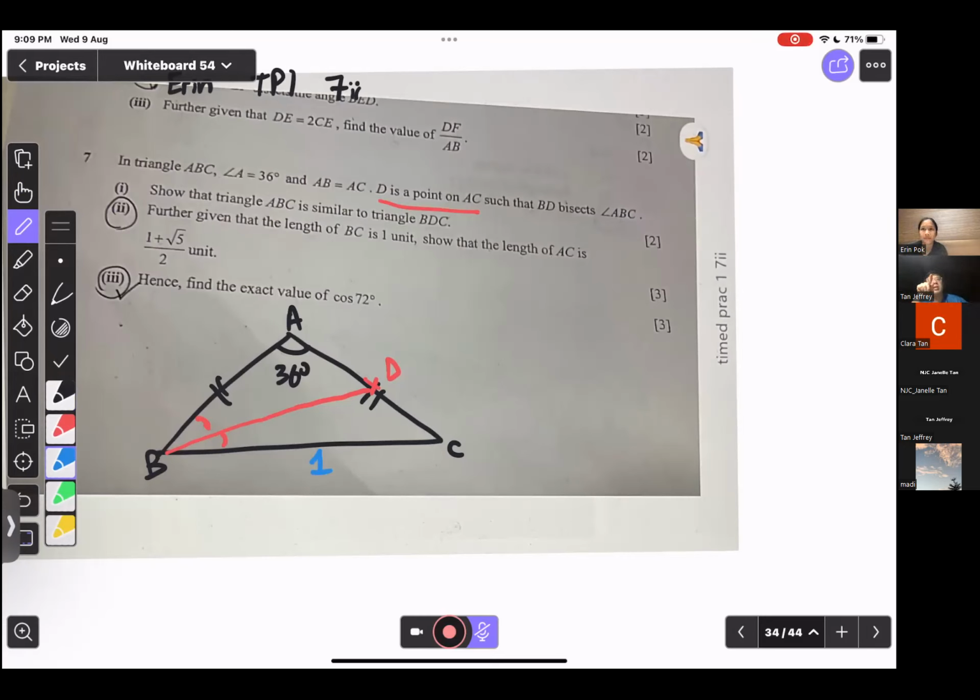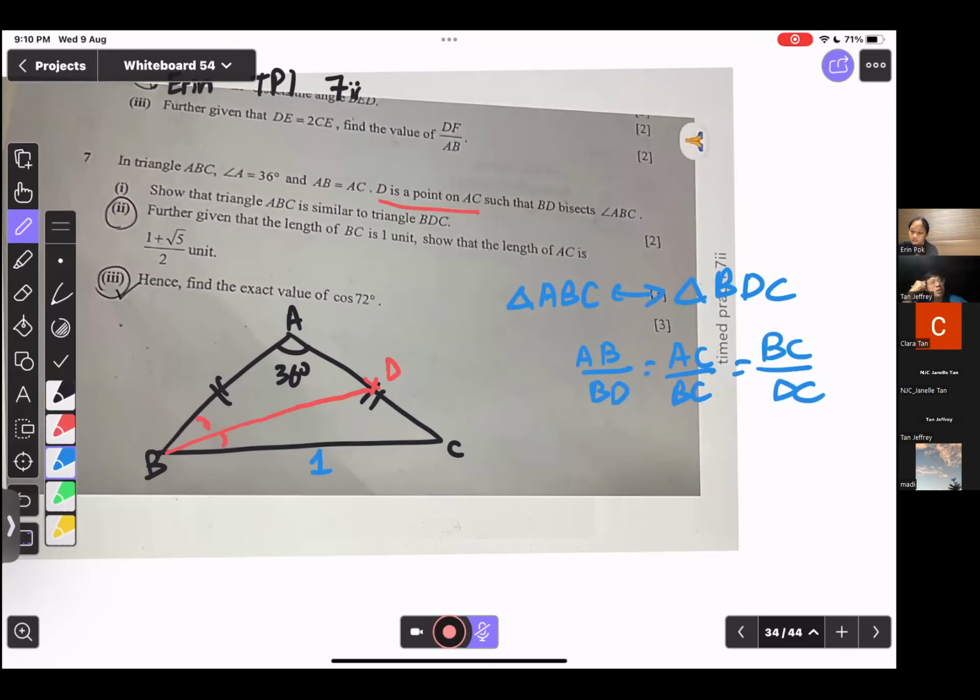Okay, ABC is similar to BDC. If triangle ABC is similar to triangle BDC, this tells me that AB over BD is the same as AC over BC, is the same as BC over DC. Okay. So what am I supposed to do?